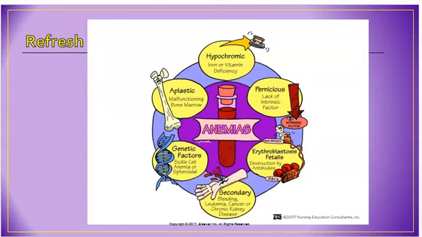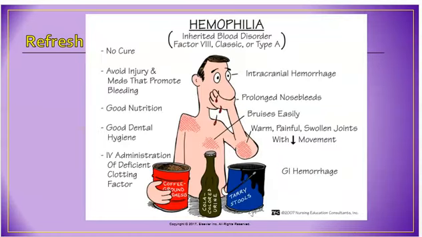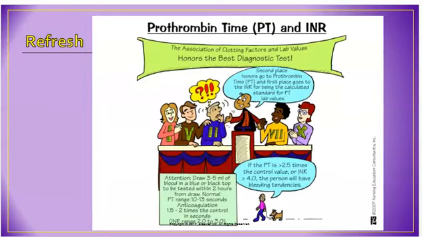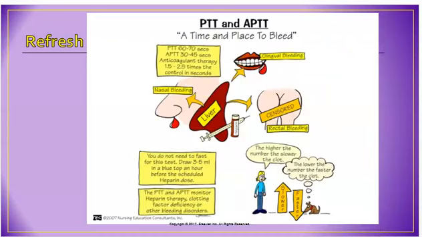Here's something for you to refresh. Anemias. You looked at this in level 2, the different types of them and what is causing them. Hemophilia, again, refresh. This is a bleeding problem. This is an inherited disorder, and they're missing factors, so they bleed significantly. Again, refresh. What is PT and INR? What causes it to be elevated? Maybe medications, maybe a disease process. PTT and APTT, a time and a place to bleed. But why? Again, more review.